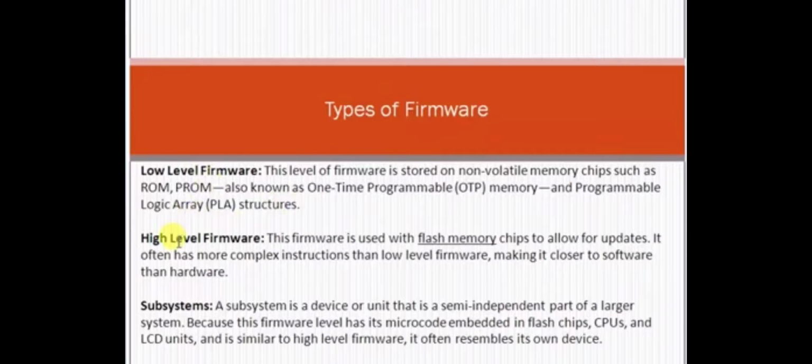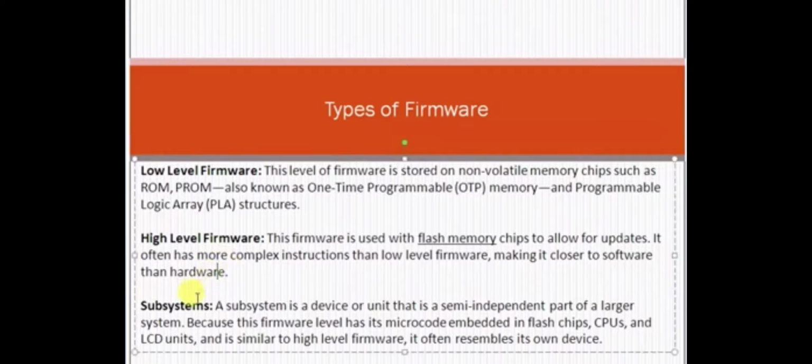Then the next one is the high-level firmware. This firmware is used with flash memory chips to allow for updates. It often has more complex instructions than low-level firmware, making it closer to software than hardware. This is the high-level firmware.